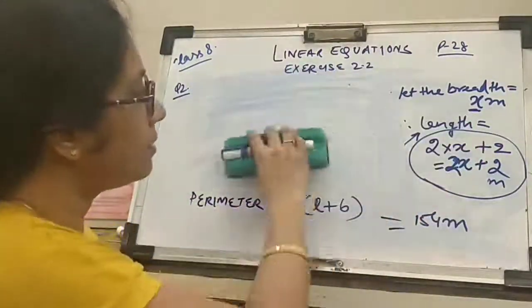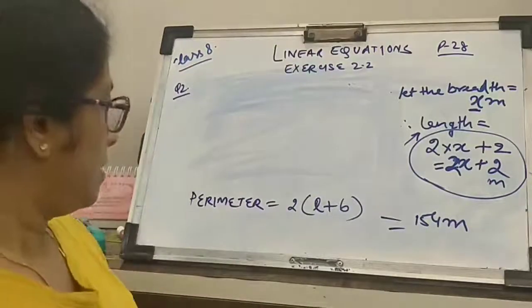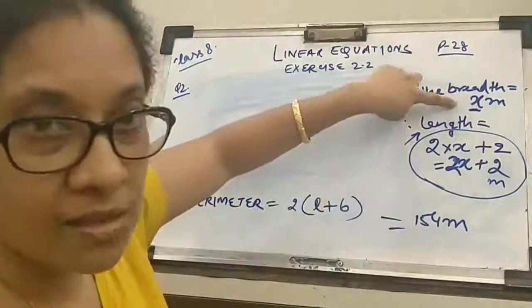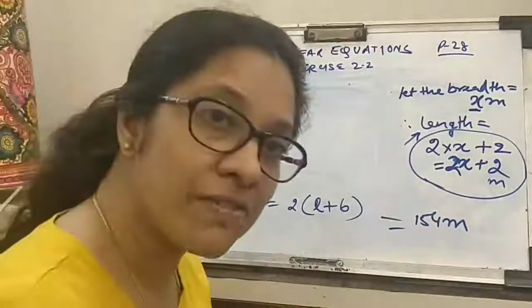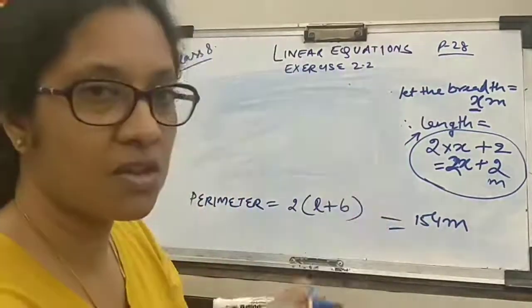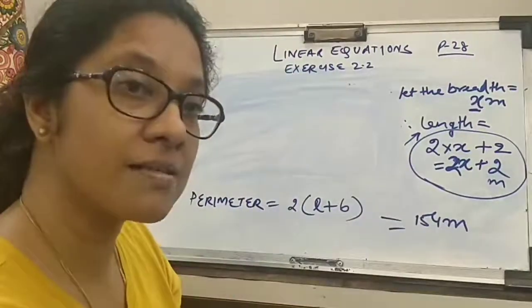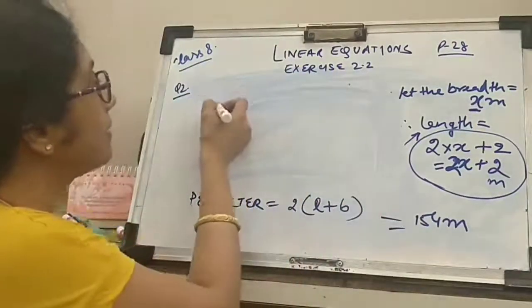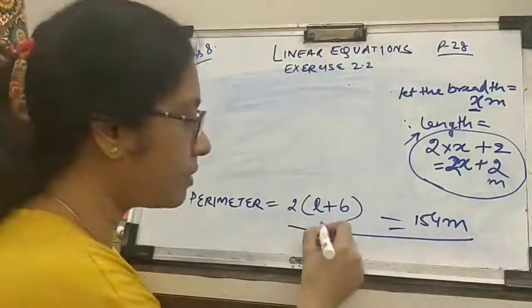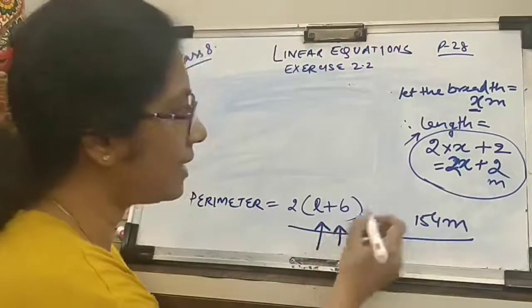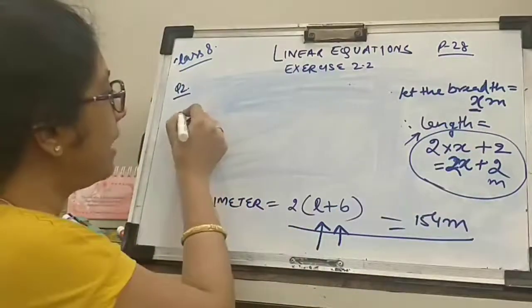Let us quickly go through this. We have the breadth as x, length as 2x plus 2, and we are also given the perimeter. It's a closed box. We have everything with us. So what do we get? This is the equation. Here we will put the value of L and the value of breadth from here.